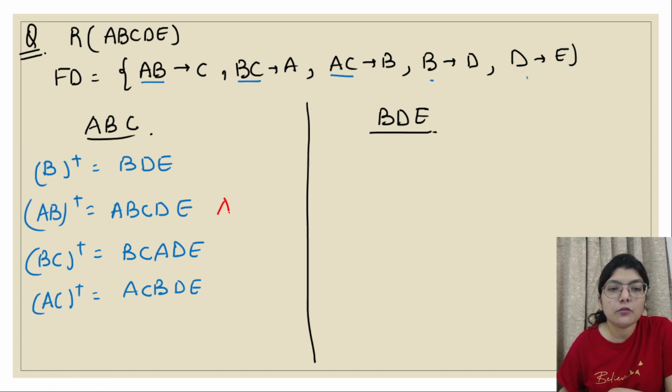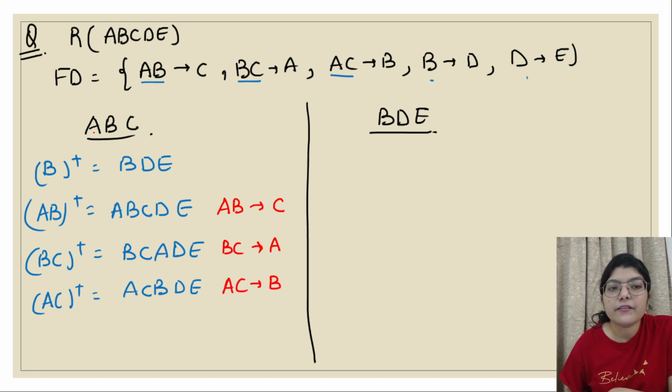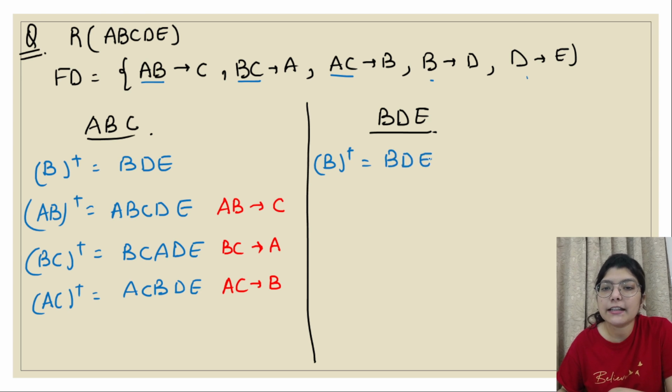So what you got? The first one you got was AB to C. Then you got BC to A, right? And then you got AC to B. Why are we taking only ABC? Because we do not require D and E in this sub relation. Next we have BDE. Again we perform the same. First I took the closure of B, so it will give me B to D and D to E. Then I took the closure of D, it will give you D to E. I took the closure of E, E closure will give you nothing, only E.